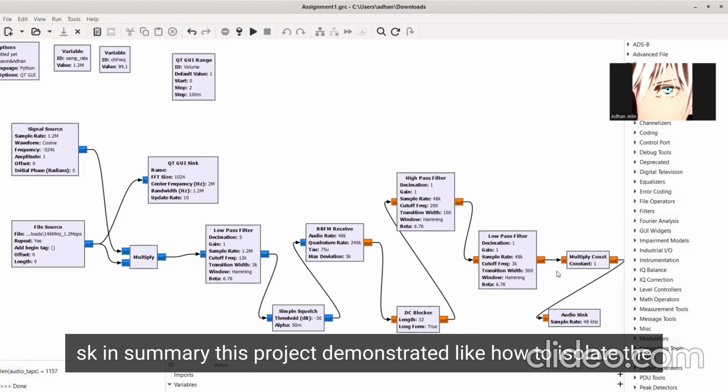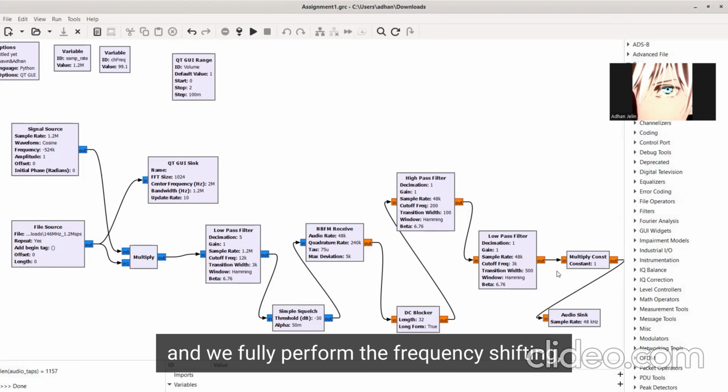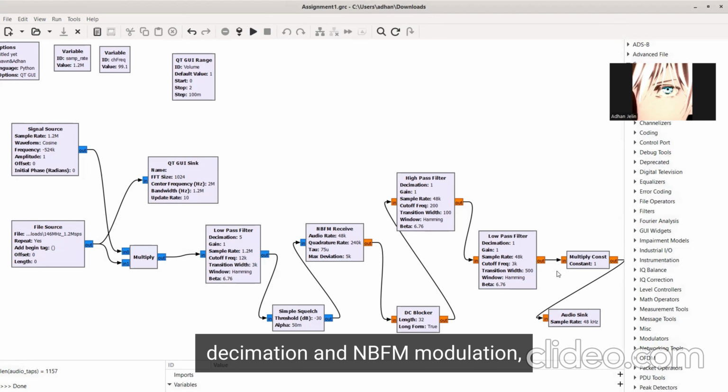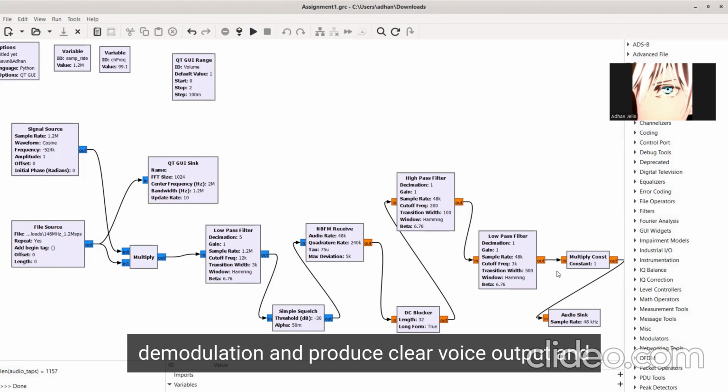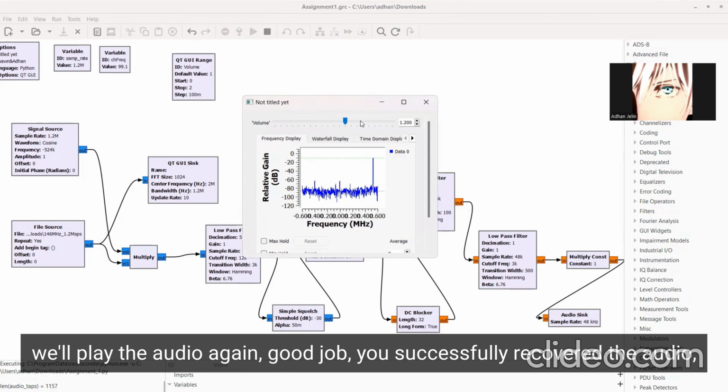In summary, this project demonstrated how to isolate, filter, and demodulate a push to talk signal, and we successfully performed the frequency shifting, decimation, and NBFM demodulation, and produced a clear voice output. And we cleaned up the signal a little bit as well. And just for clarification, we'll play the audio again.